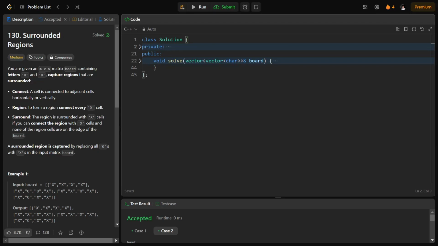Okay, so hi everyone, Senan this side, and in this video we are going to solve this surrounded regions question on LeetCode. So the question is extremely good to think for a bit, but it's easy. Once you know the solution, it's really easy.